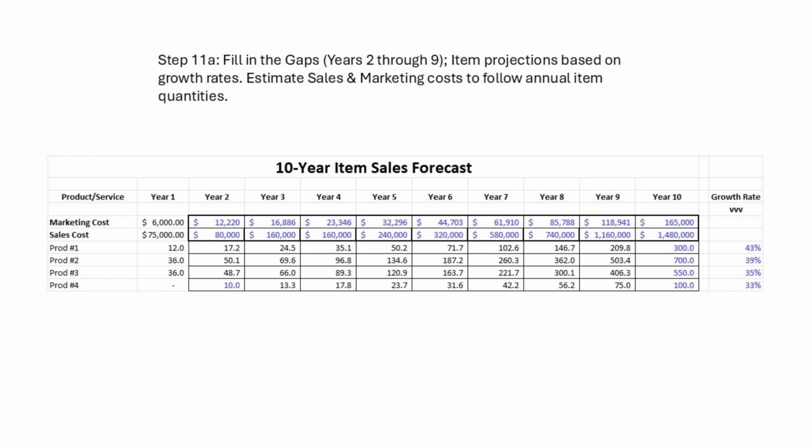Using Excel's GoalSeek function, I can calculate the specific growth rate for each product category to get from where the company is today to achieve the quantities for the $10 million company in year 10. I estimate sales and marketing to grow proportionally with growth in sales.